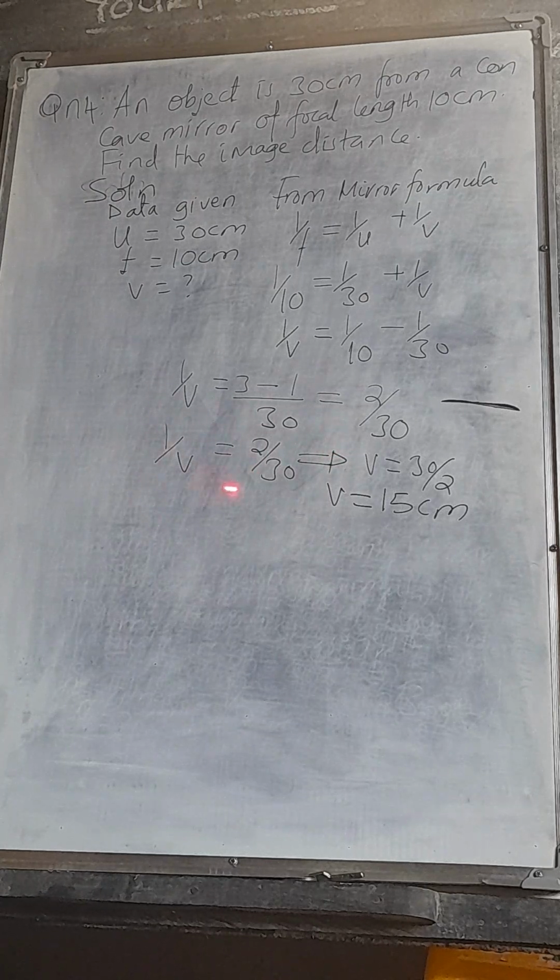If you cross multiply, finally we get v is equal to 30 divided by 2. So finally we get v is equal to 15 centimeters. Congratulations to those who commented 15 centimeter, they are correct. So there is no doubt on that. Let's keep this momentum, and we are moving to another question, which is question number 5 now.